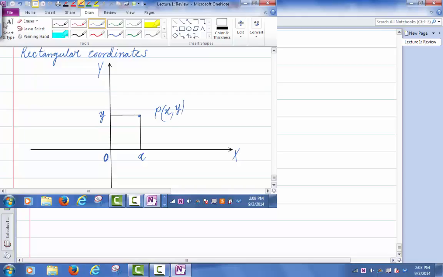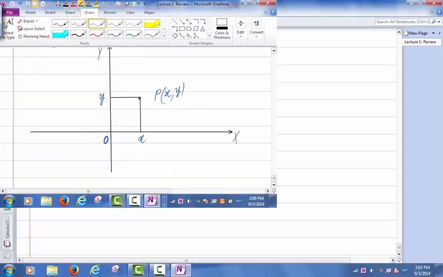Let me say that again. x is the distance from the y-axis. y is the distance from the x-axis. So those are the coordinates of P. Is everybody clear? So that's how we describe points in the plane, by using rectangular coordinates. Any questions on that? Okay.